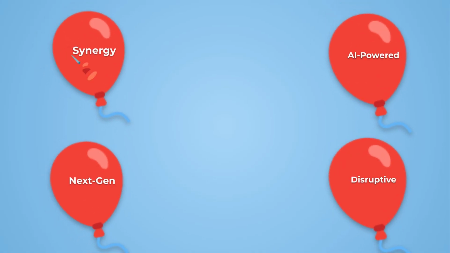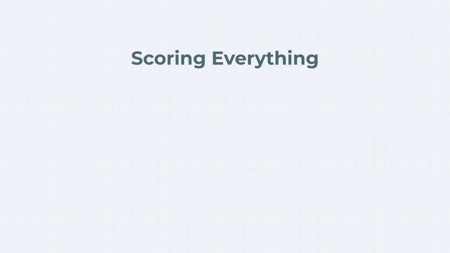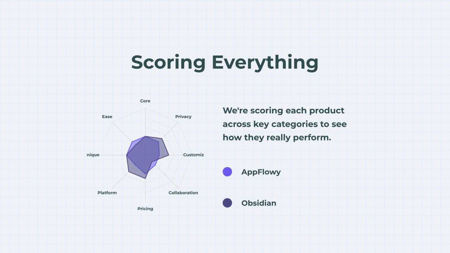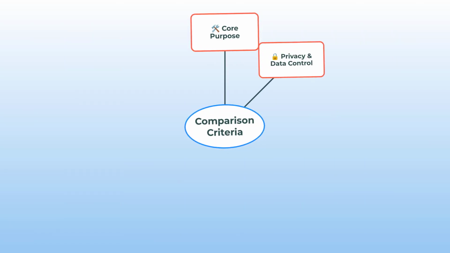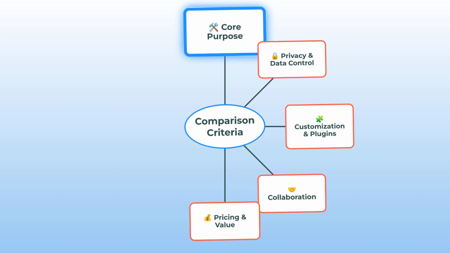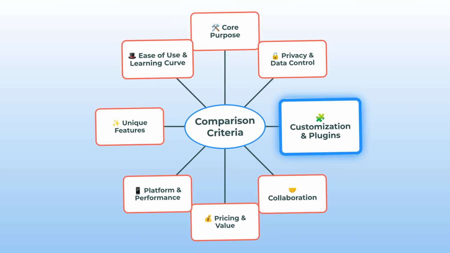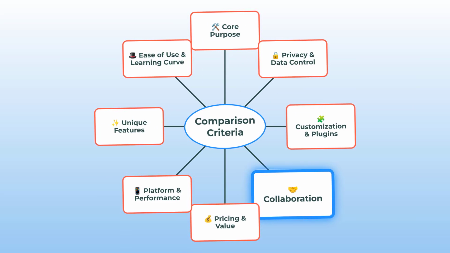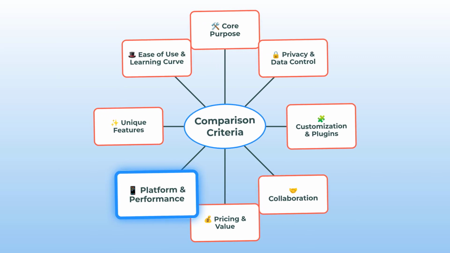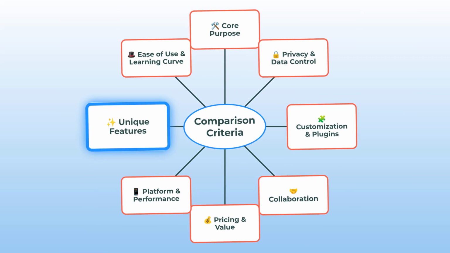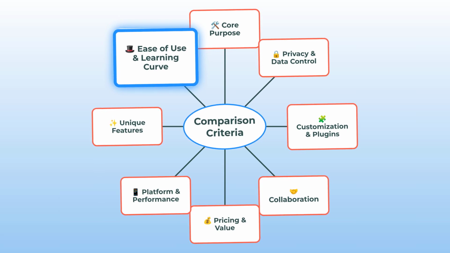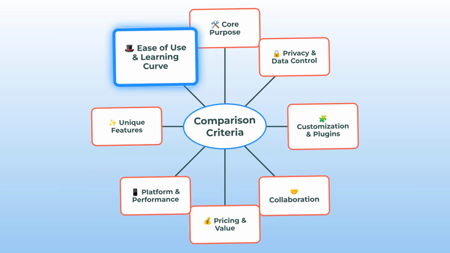Let's skip the buzzwords and get to the real stuff. Each category earns points, and at the end you'll see exactly who comes out on top. The result might just surprise you. Okay, here's how we're breaking it down. We'll compare both on their core purpose, privacy and data control, customization and plugins, collaboration, pricing and value, platform and performance, unique features, and lastly, ease of use plus learning curve. Basically, all the stuff you really care about.